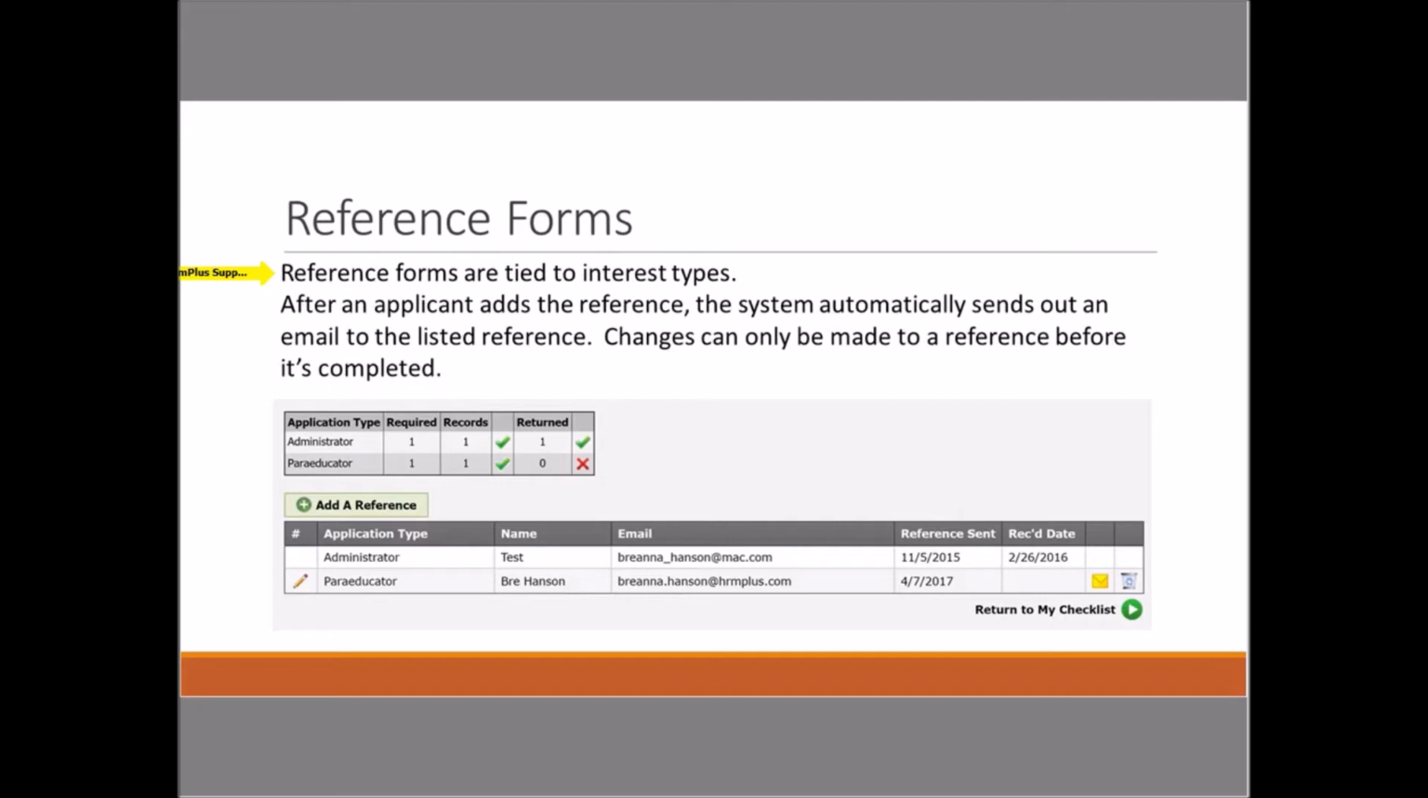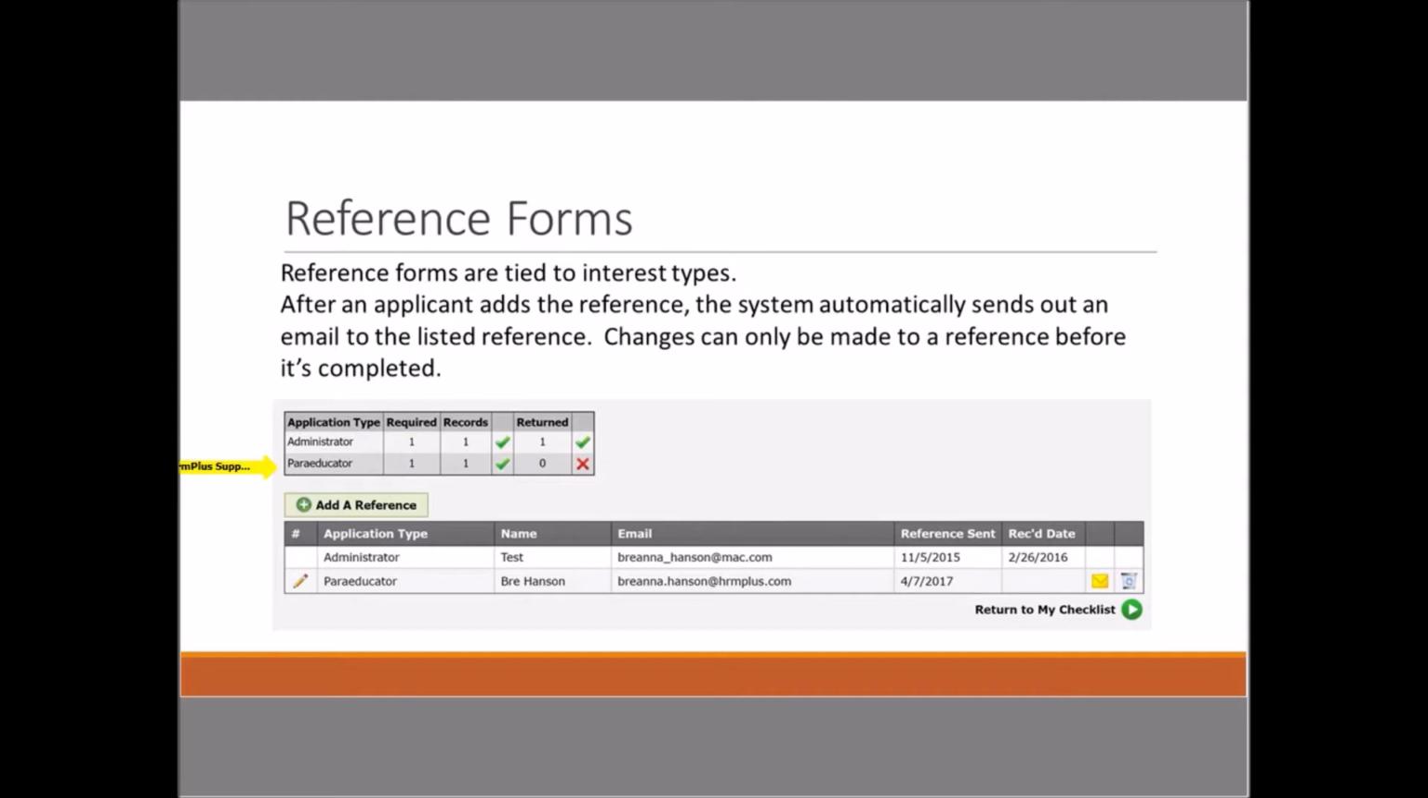The way it works, after an applicant picks their interest type and their checklist is formed, it's going to tell them how many references are required for that particular interest type, and they're going to get this little grid. This applicant actually has 2 interest types selected, and we've got the requirements set pretty low because this is our test site. As an administrative applicant, I'm required to have 1 reference, and I need 1 returned in order to mark that green. And then I also have the paraeducator, which also requires 1.